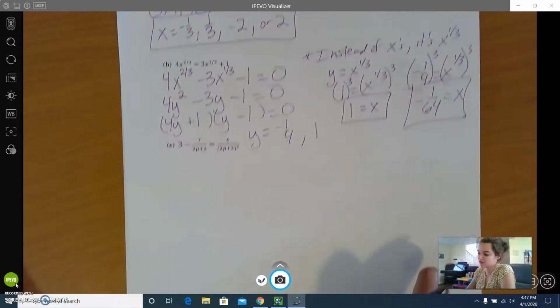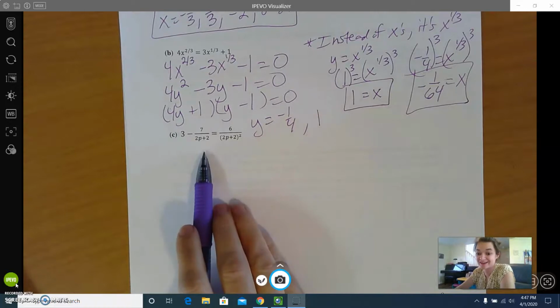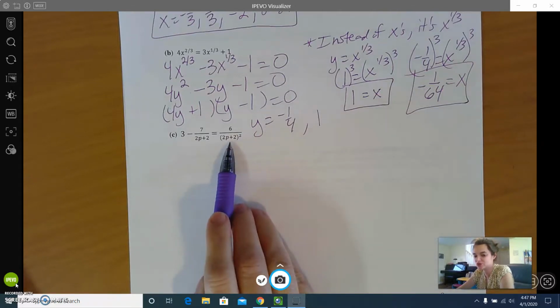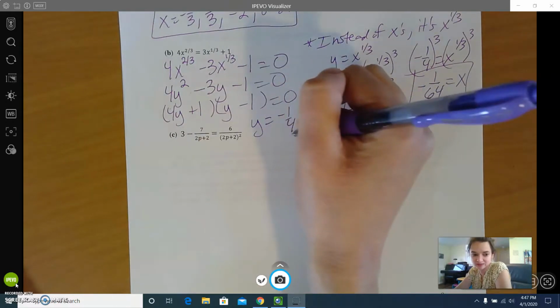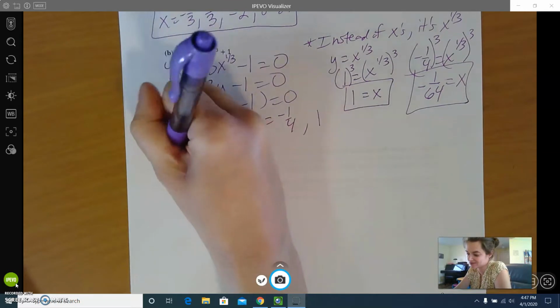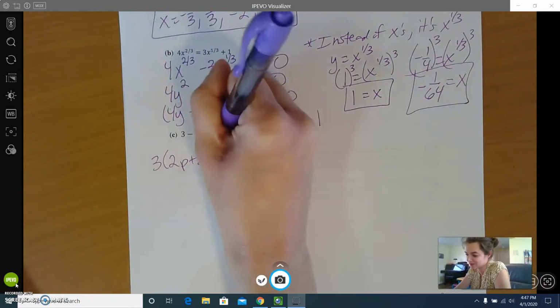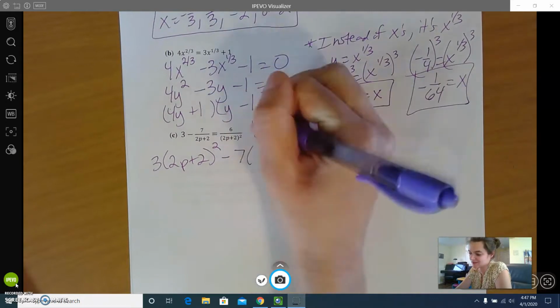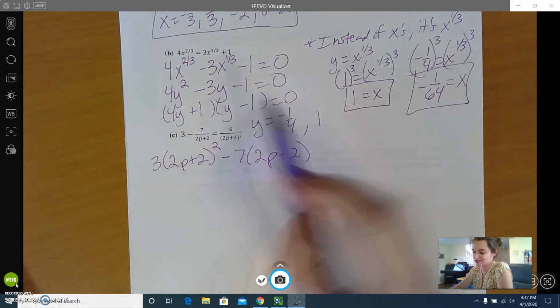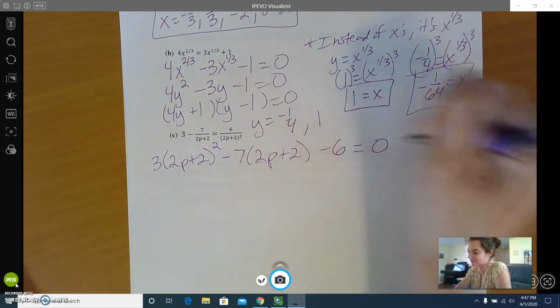The last one looks a little bit frightening, but don't let it scare you. Our denominators are 2p plus 2 and 2p plus 2 squared. So my LCD would be 2p plus 2 squared. So if I multiply everything by 2p plus 2 squared, I'm going to have 3 times 2p plus 2 squared minus 7 times 2p plus 2 equals 6. And I'll go ahead and subtract the 6 over so I'm in standard form.